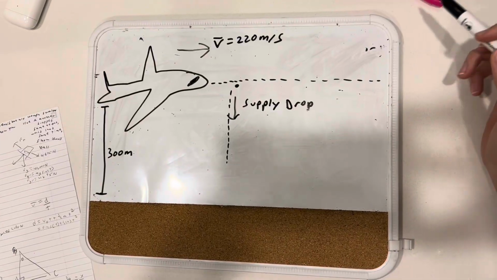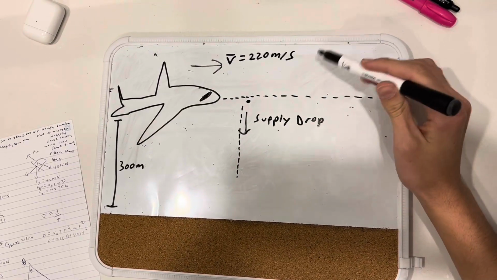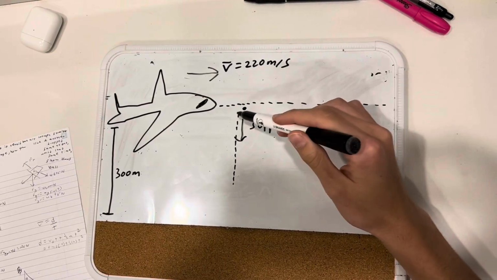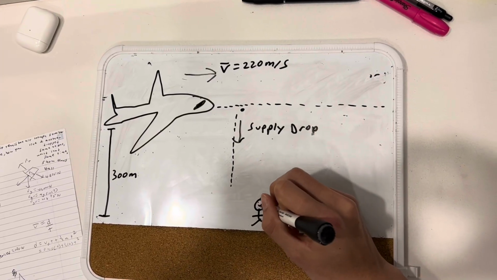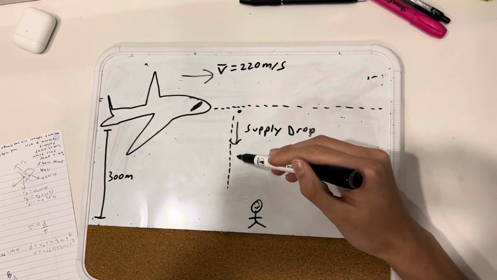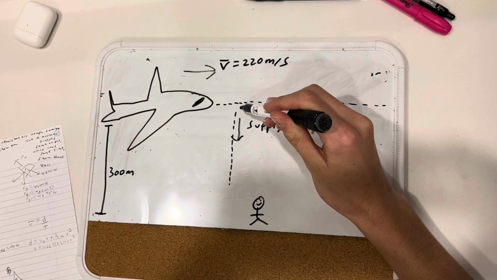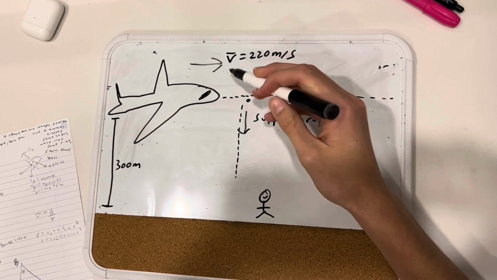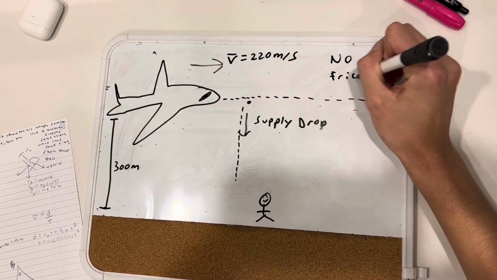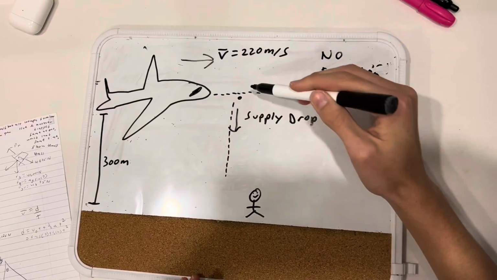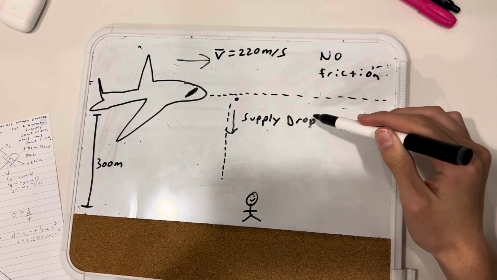Alright, so if you have a plane that's traveling horizontally at 220 meters per second, that's about how fast planes travel, and you need to drop a supply drop to someone down below. Let's say there's someone who needs supplies, right? So when you drop this, the plane is going to be moving at the same speed as the supply drop. If we're neglecting friction or air resistance, then the plane and the supply drop will be at the same place until the supply drop reaches the ground.